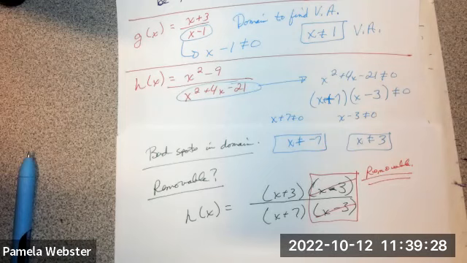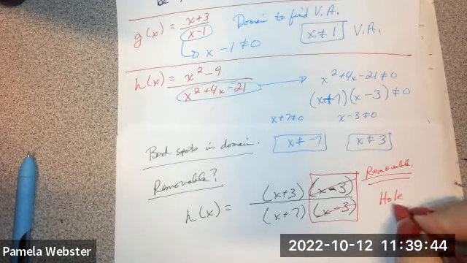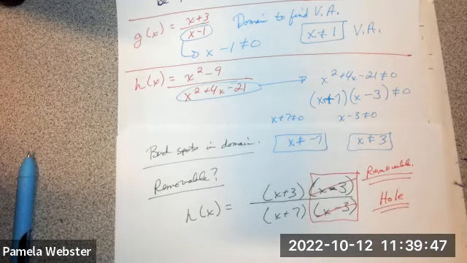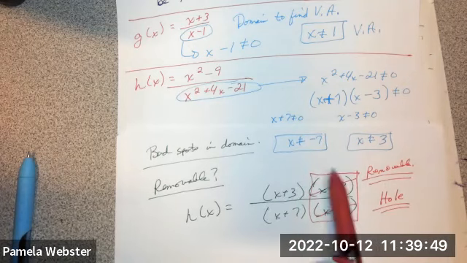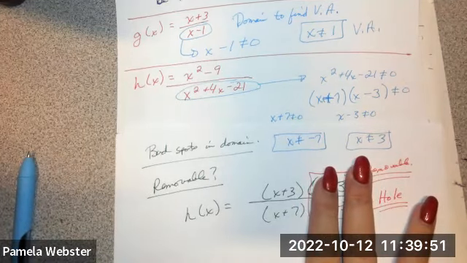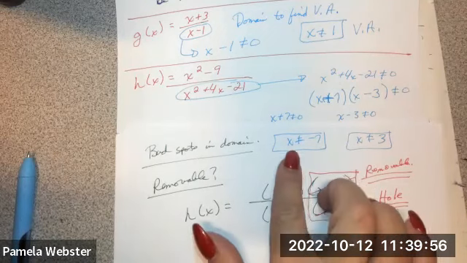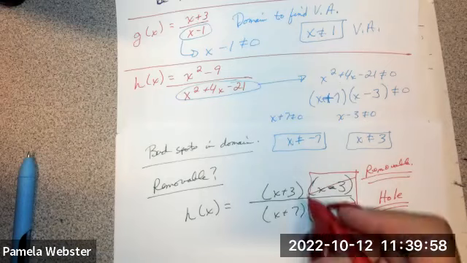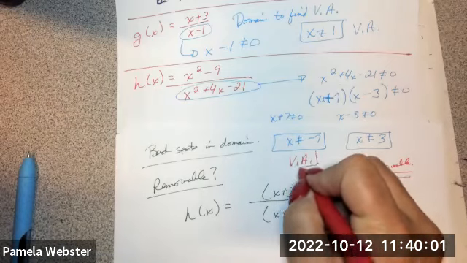That's what we mean by removable. Okay, what that means is if I look at that guy, I can say, oh, I can pull that guy out because it divided itself out. It's still a bad spot in my domain. It's just not a vertical asymptote. Okay, it's called a hole, H-O-L-E. Okay, this guy over here, when I look, that went away. I've got an x plus 3 over an x plus 7. That won't reduce, right? I can't get rid of this guy. So the x equals -7 guy, that's a vertical asymptote.